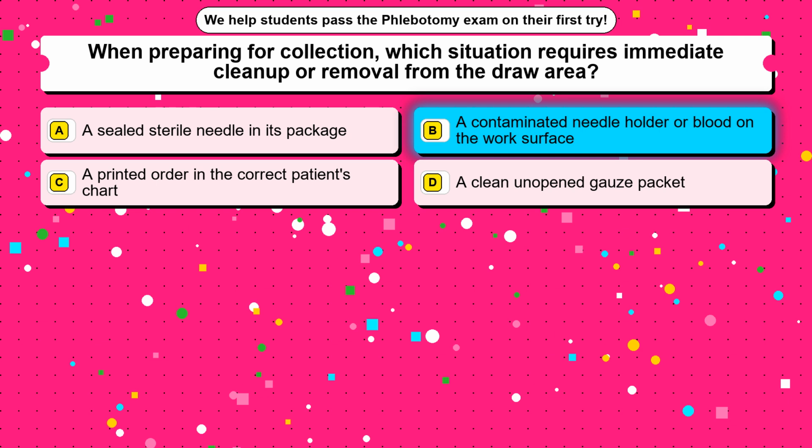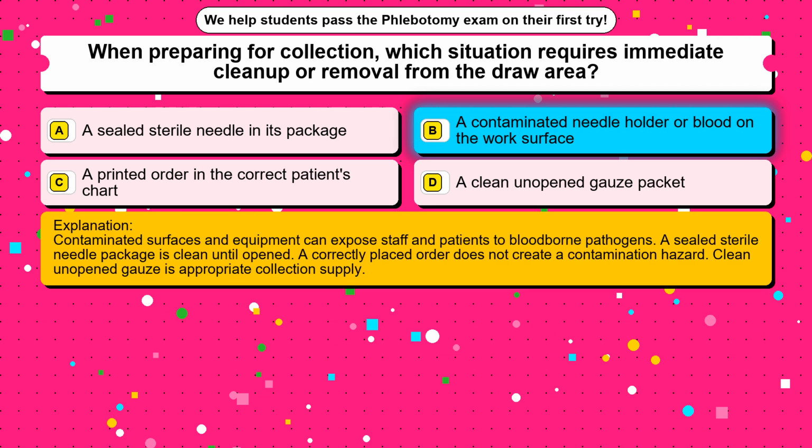The correct answer is option B. A contaminated needle holder or blood on the work surface. Contaminated surfaces and equipment can expose staff and patients to blood-borne pathogens. A sealed sterile needle package is clean until opened. A correctly placed order does not create a contamination hazard. Clean unopened gauze is appropriate collection supply.